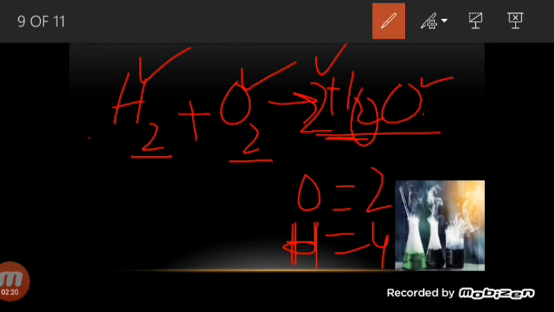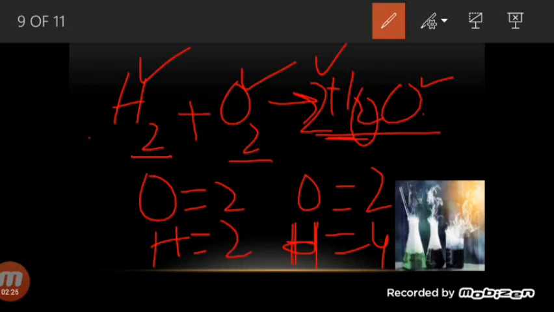So what are we going to do? We have to now balance the number of hydrogens on the other end of the equation as well. So we will put coefficient 2 over here. So now 2 times 2, we will get 4 hydrogens. This is how the number of atoms on both sides of the chemical equation is now balanced.